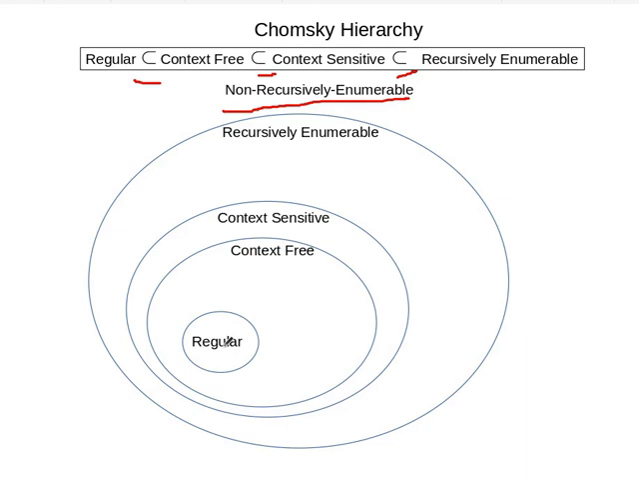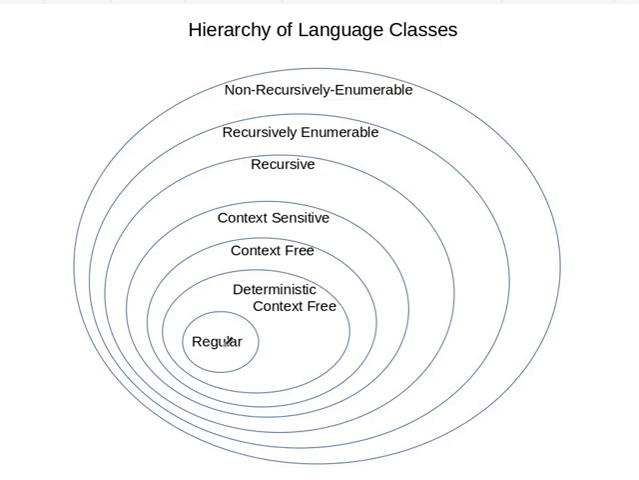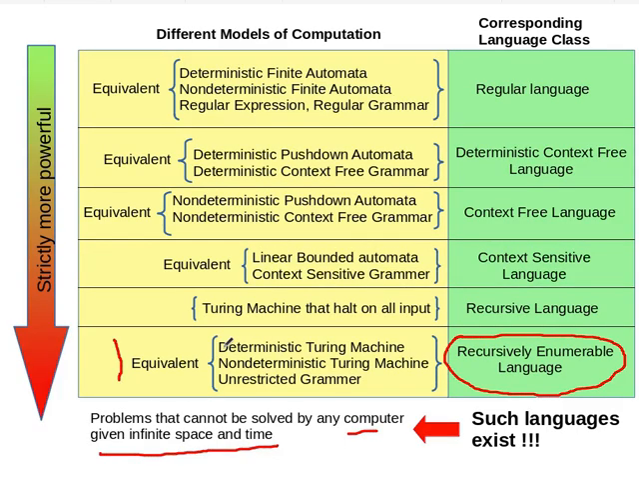Now we can even make some finer classification. If you see this, here deterministic finite automata and non-deterministic finite automata are equivalent. Again here, deterministic Turing machines and non-deterministic Turing machines are equivalent. But in the case of push-down automata, they are not equivalent. Non-deterministic push-down automata are strictly more powerful than deterministic PDA.